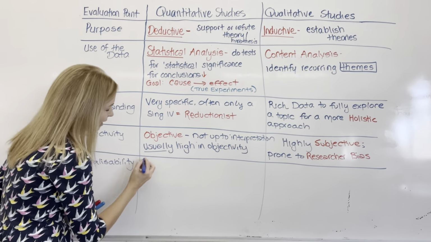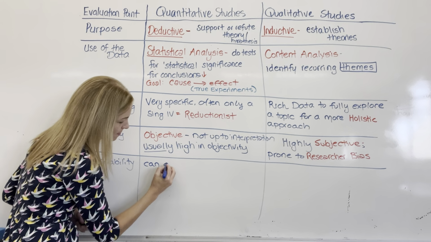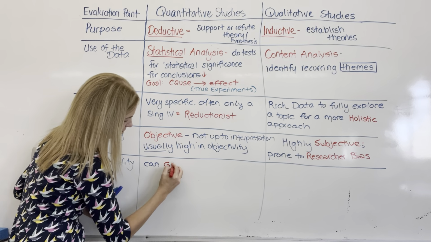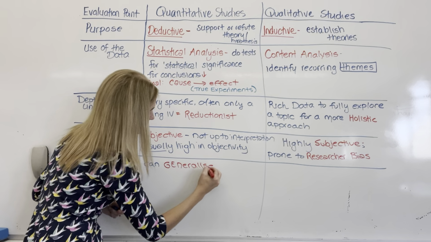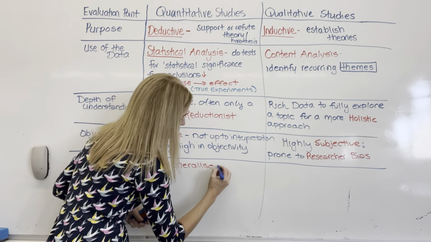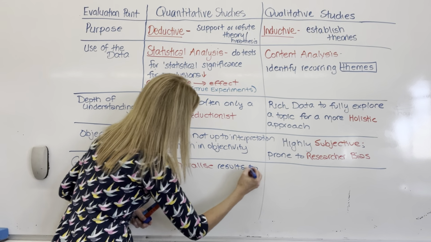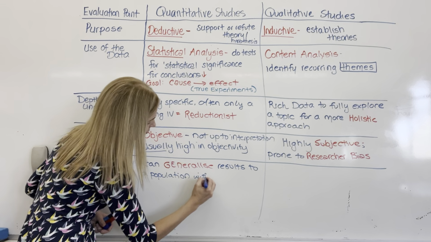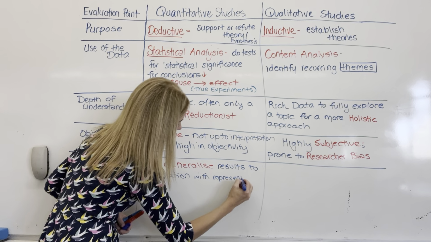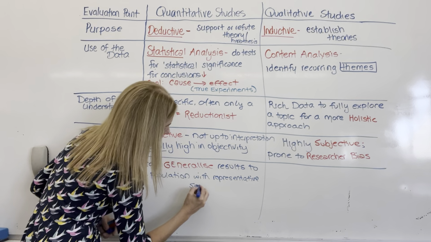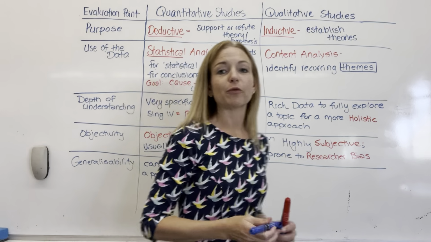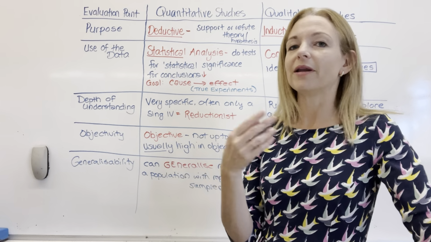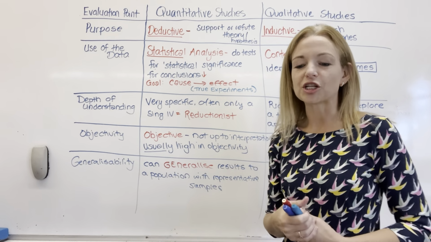So, can generalize results to a population if the sample is representative. We just have to consider who the sample are and what populations they are a fair representation of. We might say, okay, yes, I could probably generalize that to children in America, but not all people everywhere. So there are still some limitations.